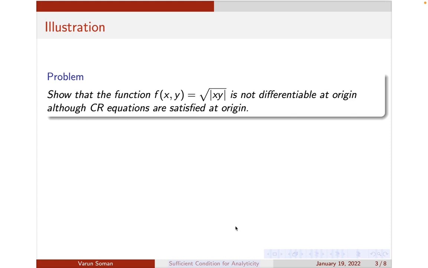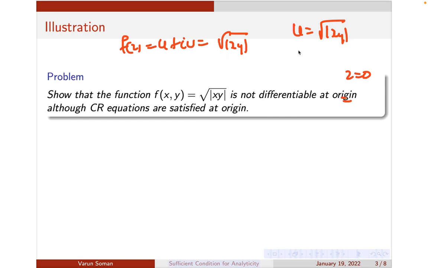The function is f of x y is equal to root of modulus of xy. You have to show that this will satisfy the CR equations at the origin, z equal to 0, but that it will not be differentiable. My function f of z is u plus iv. Only the real part is there, so u is equal to root of modulus of xy and v is equal to 0. Now we will check whether this function satisfies the CR equations at the origin.